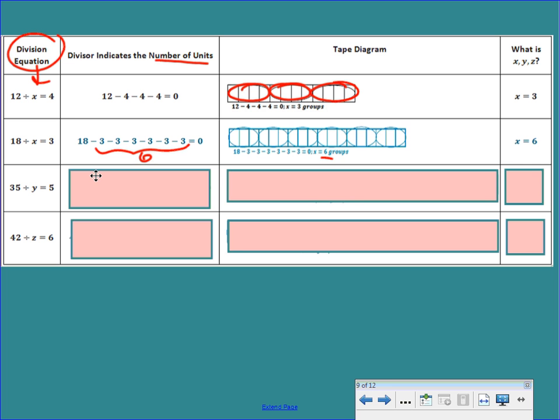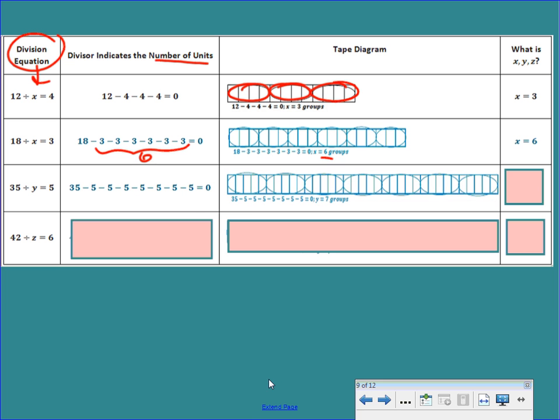We have 35. We're subtracting groups of 5. So we could see that on the tape diagram. We have 35 boxes. I made groups of 5. How many groups of 5 are there? 7. There are 7 groups. So y equaled 7.